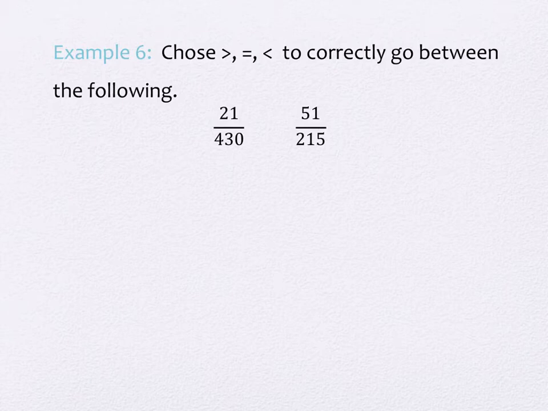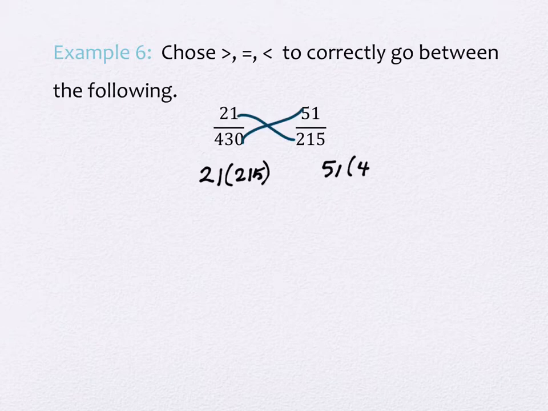So we can actually cross multiply these. Okay, I'm not putting an equal sign between them because I'm going to guess that it's probably not equal. It uses another symbol between them, and I don't want to put an equals and then have to change it because that's sort of strange. But we can simply multiply 21 times 215 and 51 times 430.